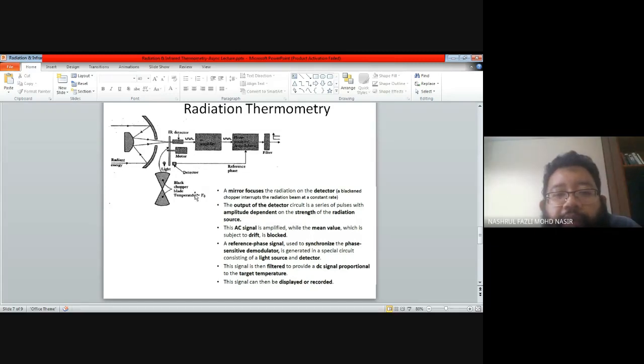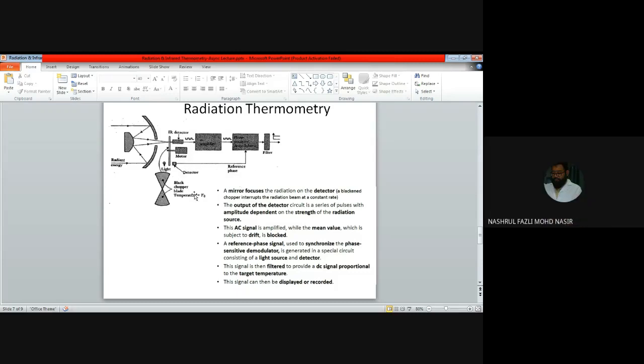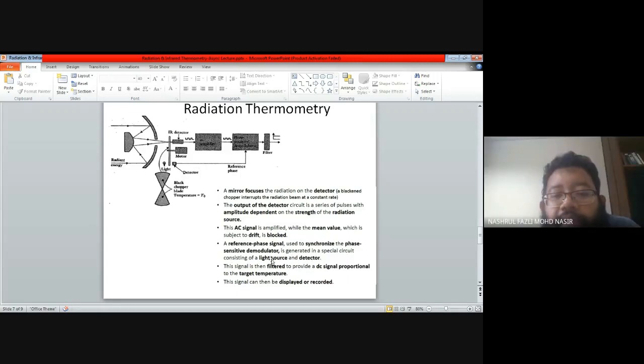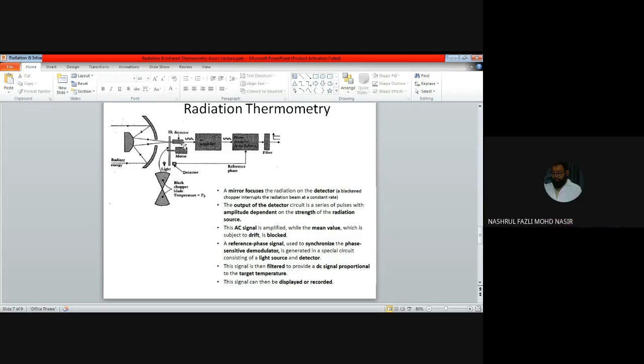Then there are two parts that you have to see. One is the main one here, and then there's a reference phase here. A reference phase signal is used to synchronize the phase sensitivity demodulator. It's generated in a special circuit consisting of a light source and detector. So you can put it in three parts. The first part is the detection, and then the IR detector.